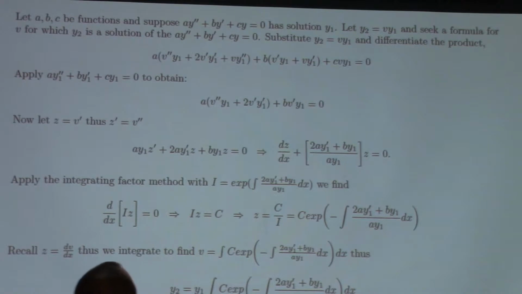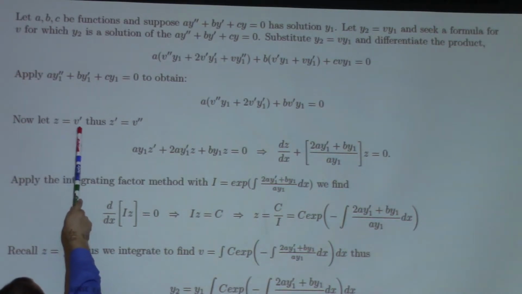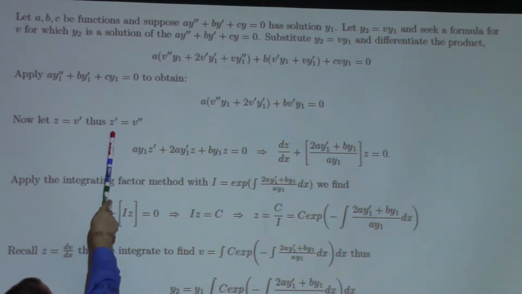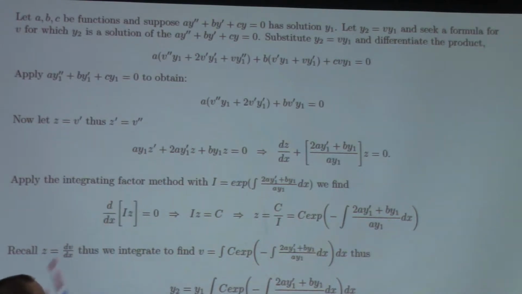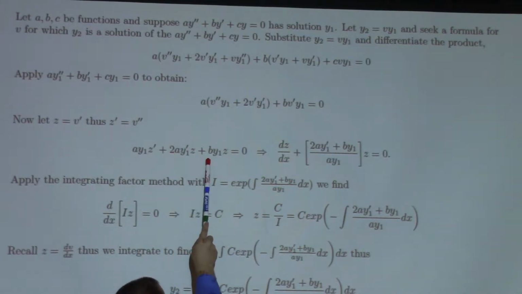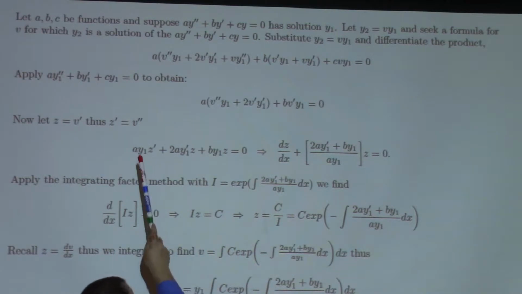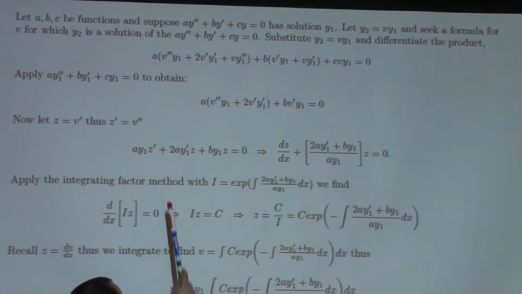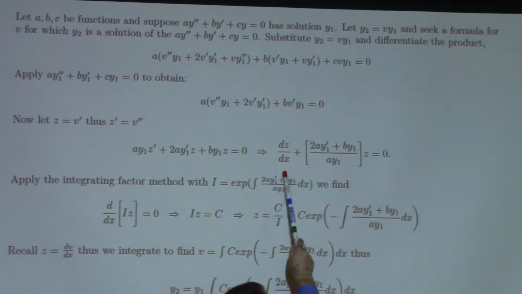And then you make a substitution. You let z equal to v prime, thus z prime is v prime prime. And once you've done that, what you've got is ay1 z prime plus 2ay1 prime z plus by1 z. But y1 was given, so likewise, its derivative is given. So at this point, we have a linear ODE in z and x in given functions, which I can repackage in standard form, and then I just do integrating factor method on that thing, right?